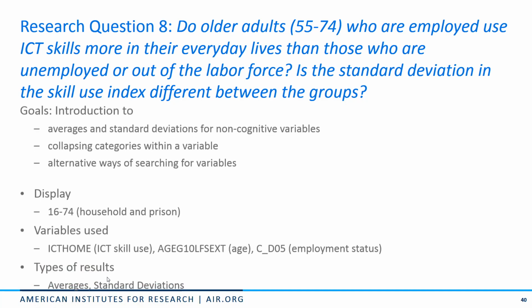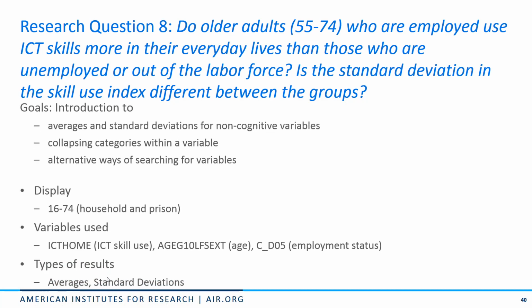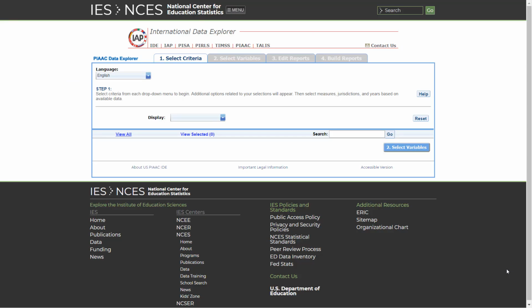This scenario will cover averages analysis for non-cognitive variables and introduce the standard deviation statistic type. The analysis also involves combining categories within a variable. We also will show an alternative way of searching for variables. This scenario focuses on older adults, so we will need to use the U.S. adults 16 to 74 display.